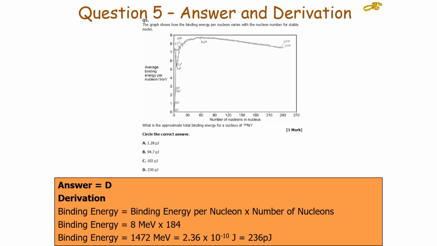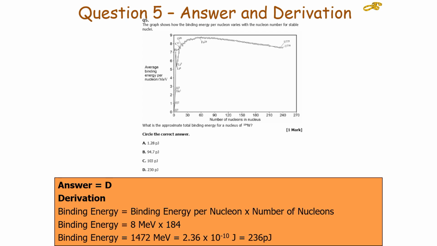So what you would do is you go to 184 on your x-axis and go up and find out the value of the average binding energy per nucleon, which we see is 8. Then you multiply by 184, which will give us our value of 1472 MeV. That is our binding energy in MeV.